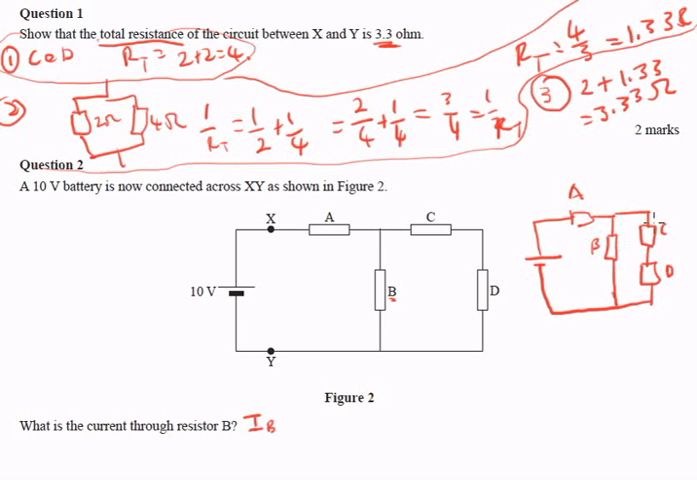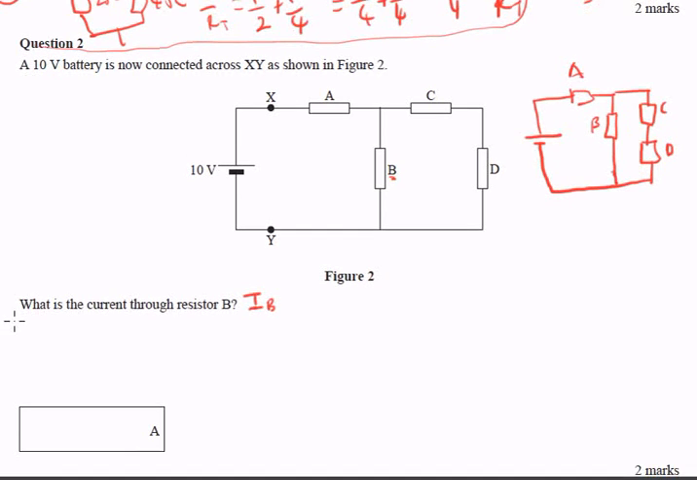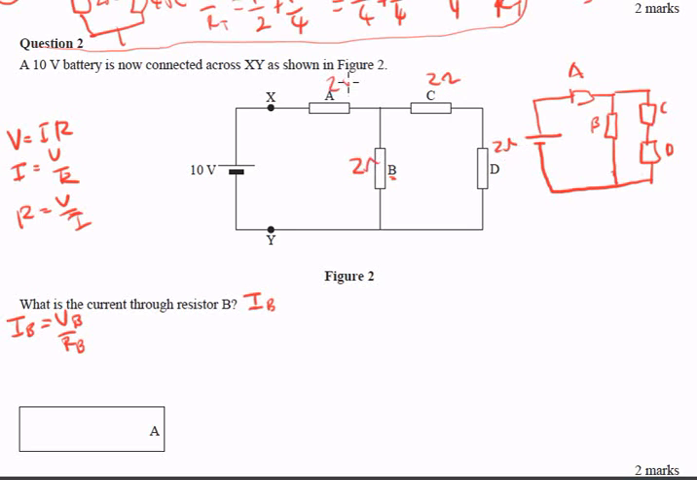Alright, there's 2 ways to go through this. The first way is I want to know the current in B, and the formula I use is V equals IR. So if I want to know I, it's V over R, and R is V over I. If I want to know I in B, it must be the voltage in B over the resistance in B. I've got the resistance because they're all 2 ohms, but I don't know the voltage. So I need to work out the voltage.